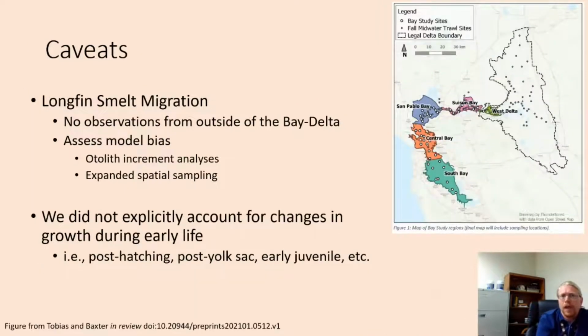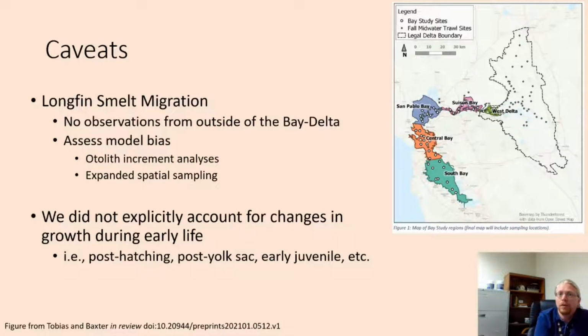Lastly, I wanted to touch on some caveats with this model. The big caveat, or one of the big caveats, is the Longfin Smelt migration. Within the data set that we used, there were no observations from outside of the Bay Delta. And one of the big things that we're going to need to do in the future is looking at the model bias with this. Are the trends that we see an accurate representation of what's actually happening out there?